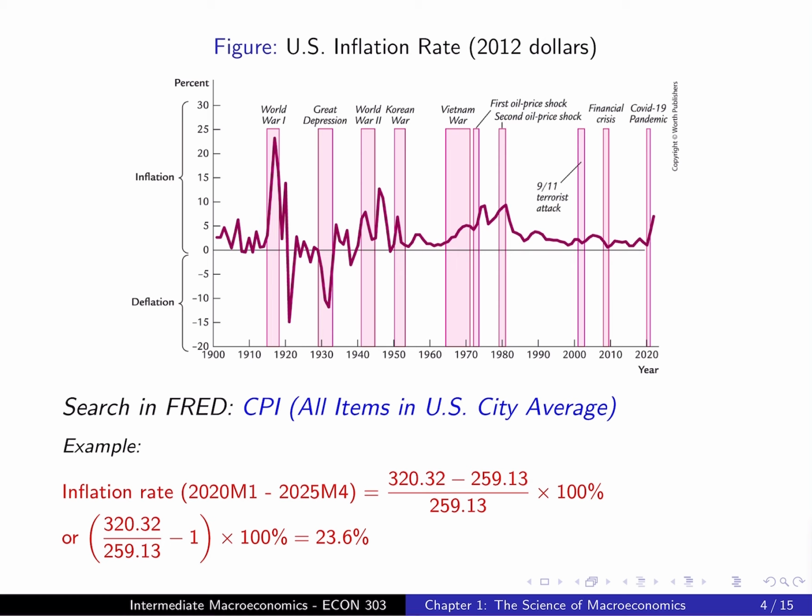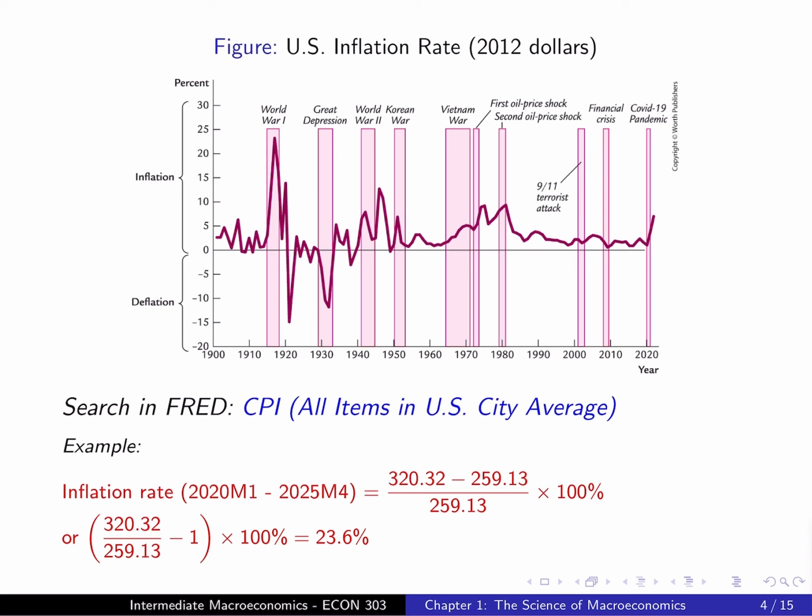Knowing CPI in April 2025 is 320.32 and CPI in January 2020 is 259.13. So to calculate the inflation rate, you take 320.32 minus 259.13 divided by 259.13 times 100%, that equals 23.6%.